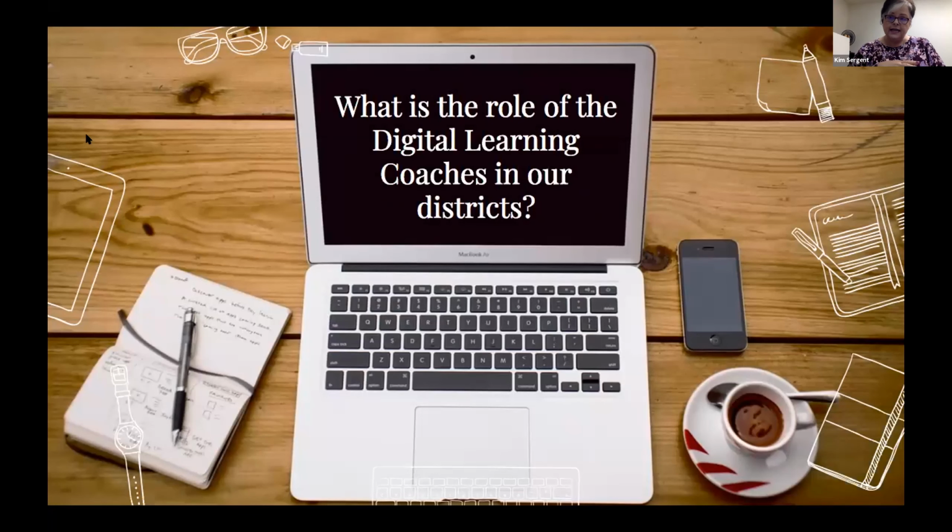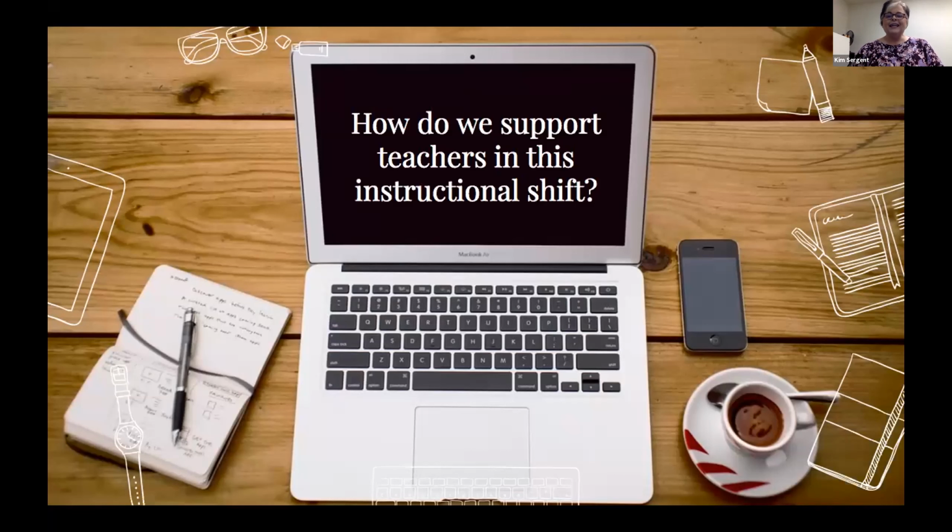You guys dealt with this in the last session. So we really feel like we don't need a really long discussion here, because you talked about that. But one discussion that we wanted to bring forward that goes along with the DLCs a little bit is, how do we support teachers in this instructional shift? Because we had a great discussion about that the other day. So I would rather throw this question than the other question, because you've talked about DLCs and their role.